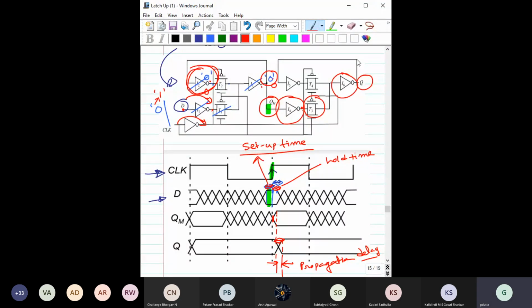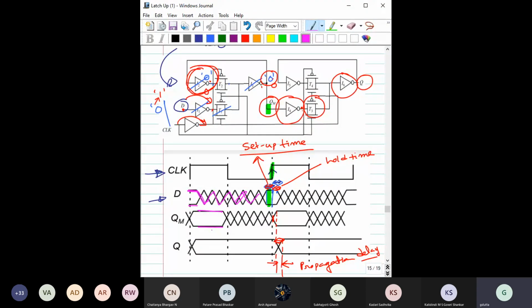Then if there is a question, D has been shown like this, D is 1 and D is 0, because D can be 1, D can be 0. So if you are following this one, then just follow this. If you are following the lower one, D equal to 0 initially, then follow that one only. Similarly for QM, whatever you are getting for QM, follow that QM only. You don't have to follow both. Same thing goes for this Q.